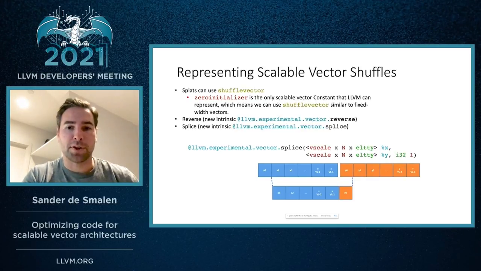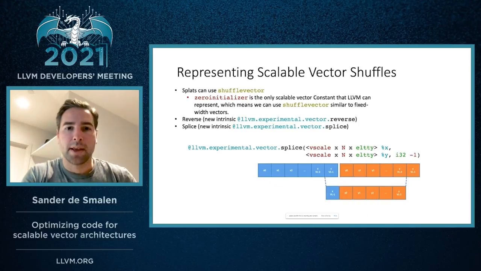Vector reverse is another common shuffle used by the loop vectorizer, and this cannot be represented with shufflevector. So we've added a new intrinsic for reversing the order of elements within a vector. The same is true for splice, which is demonstrated below. A splice operation extracts a single vector from two vectors, starting at an offset. If the offset is positive, it starts at the index or offset from the first source vector, as you can see here. If the offset is negative, the offset kind of wraps around the first source vector, so it basically starts at the end of the first source vector instead.